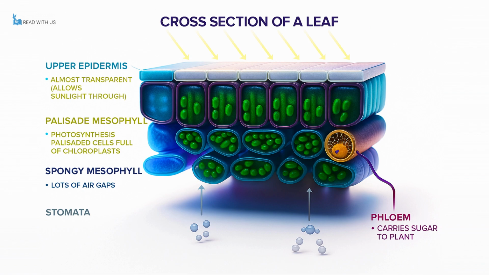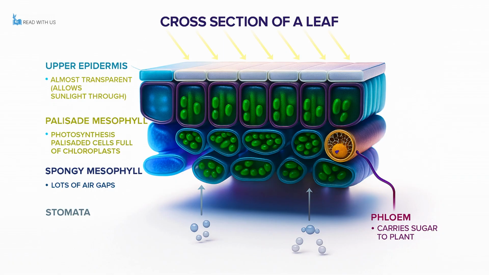Just above the palisade layer is another layer of epidermal tissue known as the upper epidermis. The cells in this layer are almost completely transparent, so that sunlight can pass through them and reach the chloroplasts below, where it is needed for photosynthesis.